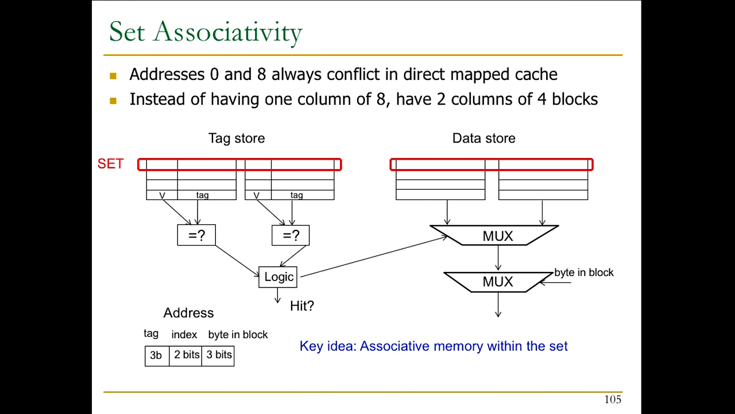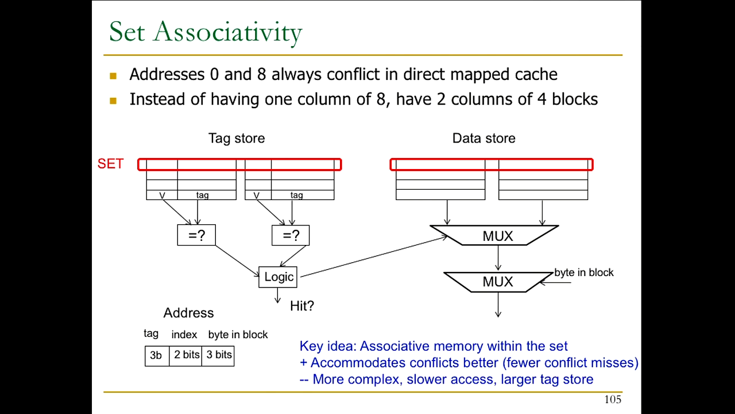It's associative because you use a tag to distinguish. Index is not enough of a distinguisher. Indexes are the same, but the tag is used to distinguish between those two blocks. Accommodates conflicts better. Now, if you have an access pattern, A and B, addresses 0 and 8, well, they go to the same set, but now you can store them at the same time. A here, B here, you're golden, right? So you get better hit rate.